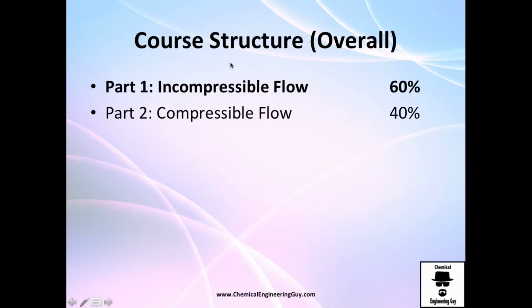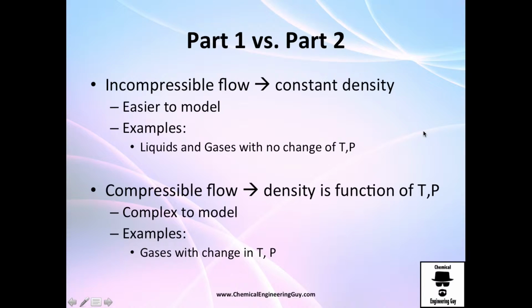So for instance, we just covered 60% or maybe even a little bit higher, 70% of the whole course. This is essentially liquids and fluids with constant density. We're going to check in part number 2 what happens when you have a compressible flow. That is, the density changes with temperature and pressure, which is a typical application for gas flow. It's about 40%.